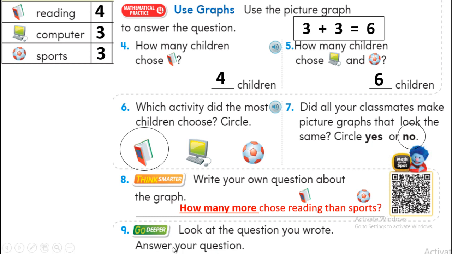Question 9 says, answer your own question. How many more chose reading than sports? Reading is 4, sports is 3, and how many more means subtraction. Let's subtract. How can we subtract? 3 minus 4? No, of course not. I cannot take out 4 out of 3 because 3 is a smaller number. But I always have to start with the big number. 4 minus 3 equals 1. Excellent job. That's it.